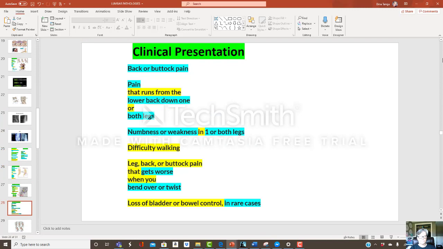Clinical presentation is back or buttock pain, pain that runs from the lower back down one or both legs, numbness or weakness in one or both legs, difficulty walking, leg, back or buttock pain that gets worse when you bend over or twist. Loss of bladder and bowel control in rare cases.